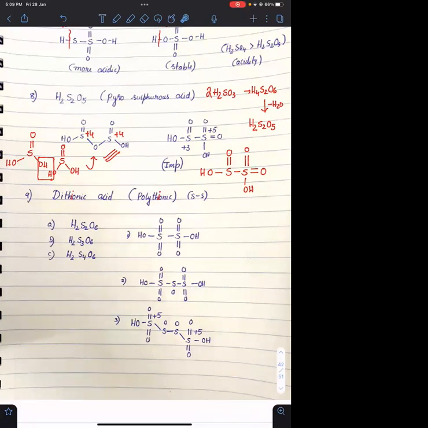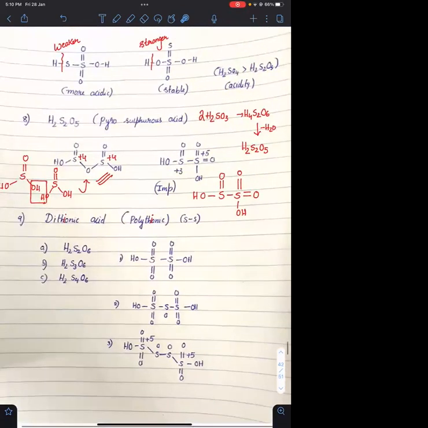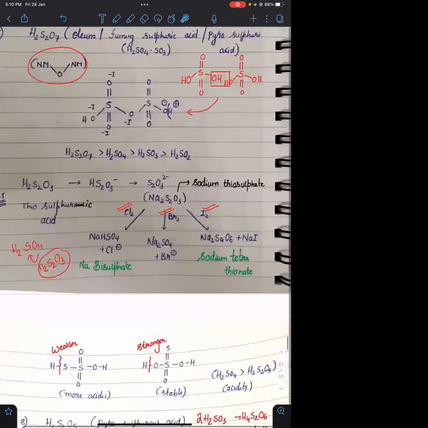Okay, thionic acids में there will be SS linkage. Dithionic acid में आपको 2 सल्फर्स रहेंगे. ट्राइथायनिक एसिड में आपको 3 सल्फर्स रहेंगे, तीनों के बीच में बॉन्ड. टेट्राथायनिक के बीच में आपको 4 सल्फर्स, 4 के बीच में बॉन्ड. Is that clear? Okay. This is about all acids of sulfur.